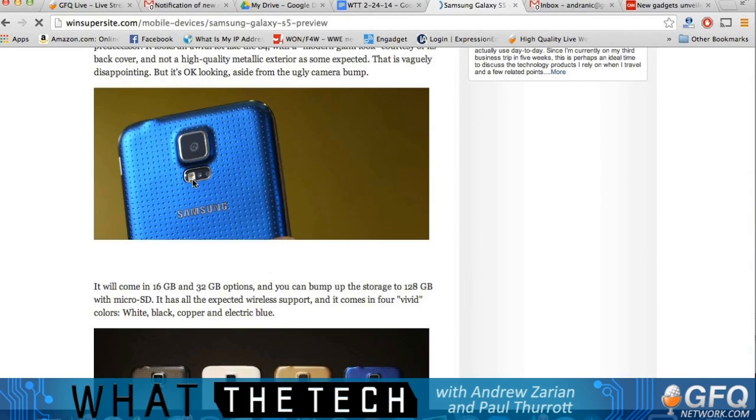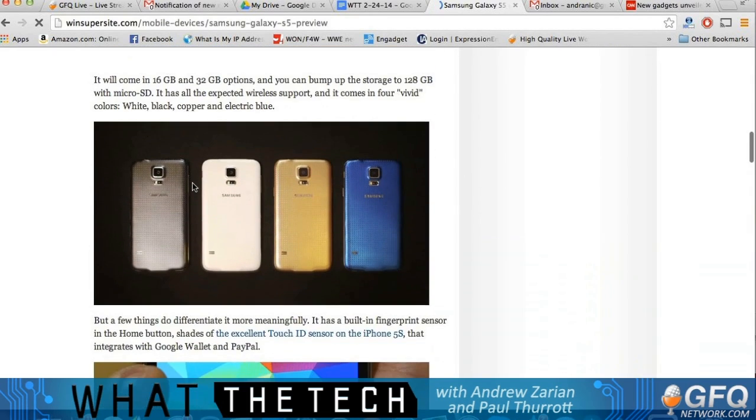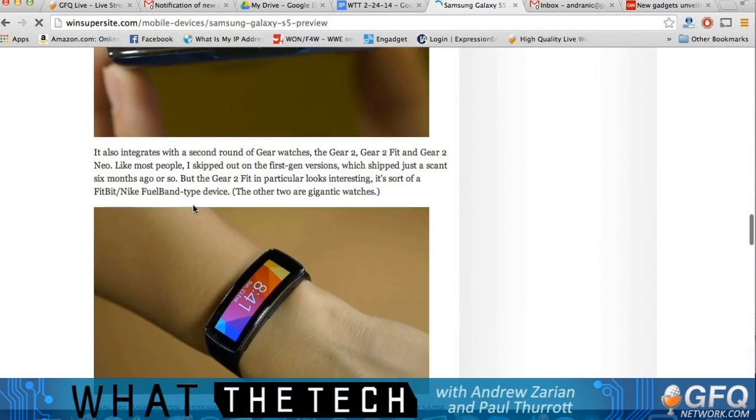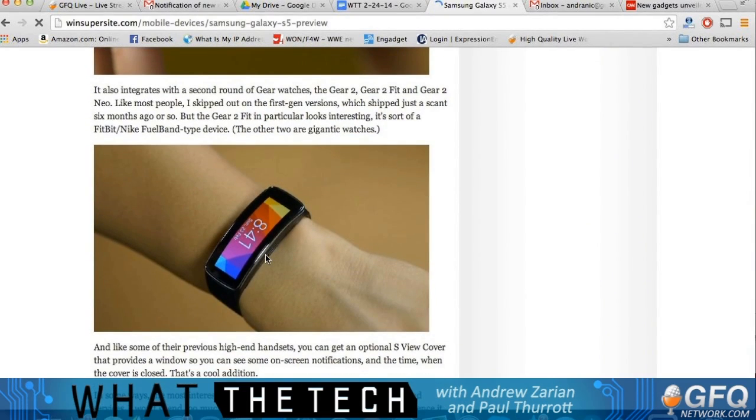There's a new generation of those Gear watches, and also a Gear health strap type of thing, which I think is interesting. It has like a fingerprint sensor. I actually like this. I do too. Do you see the one on the screen? Yeah, I think that's what they should have put out.